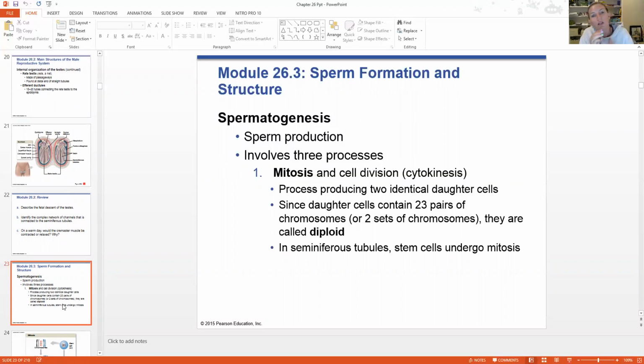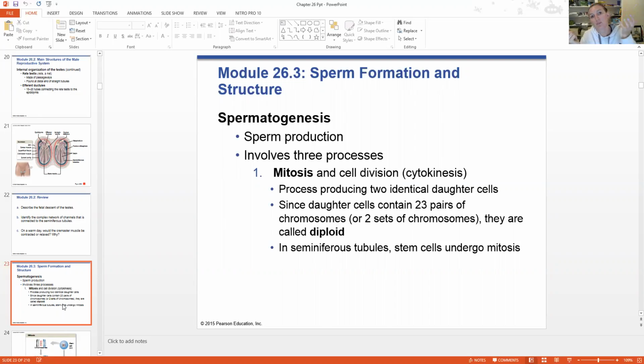There's actually three main steps taking place in spermatogenesis. The first thing that has to happen is mitosis, the general process of cell division where two identical daughter cells are formed. In this process, the new cells have two full sets of chromosomes. This happens in the seminiferous tubules, with a special type of stem cell called spermatogonia, which will divide and create two identical cells.